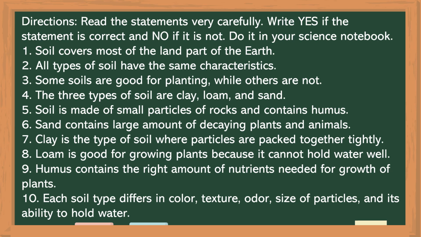Number six, sand contains large amount of decaying plants and animals. Number seven, clay is the type of soil where particles are packed together tightly. Number eight, loam is good for growing plants because it cannot hold water well. Number nine, humus contains the right amount of nutrients needed for growth of plants. And number ten, each soil type differs in color, texture, odor, size of particles, and its ability to hold water.